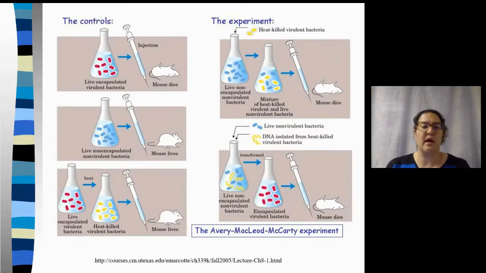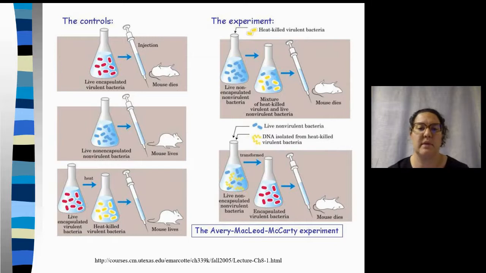So the controls were live encapsulated virulent bacteria and a dead mouse. Live non-encapsulated bacteria, avirulent bacteria, and the mouse would live. We had live encapsulated virulent bacteria and heat-killed virulent bacteria. Then we killed it with heat, the mouse would live. So that was our control.